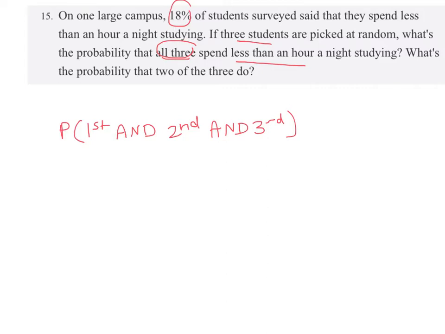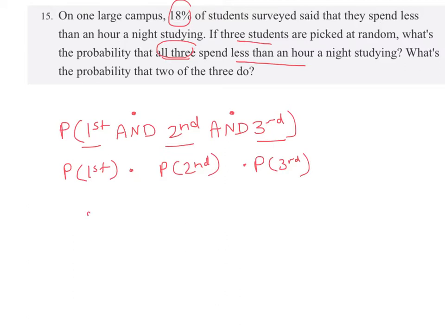When we then split up these probabilities, we actually have 3 different events with and. So this is something where it's not an or question, all 3 have to spend less than an hour studying. So when we have and, we want to find the product of these separate probabilities. So we want to find the probability that the first multiplied by the probability that the second multiplied by the probability that the third spends less than an hour studying.